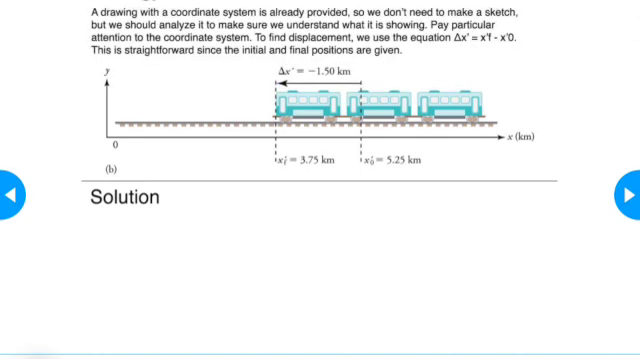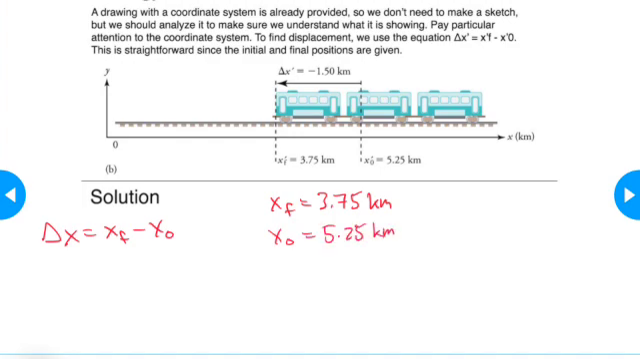On this next one, the other train, same idea. Looking for displacement. Displacement is equal to final position minus initial position. Final position here is 3.75 kilometers, and initial position here is 5.25 kilometers. Now there is one thing we didn't talk about.